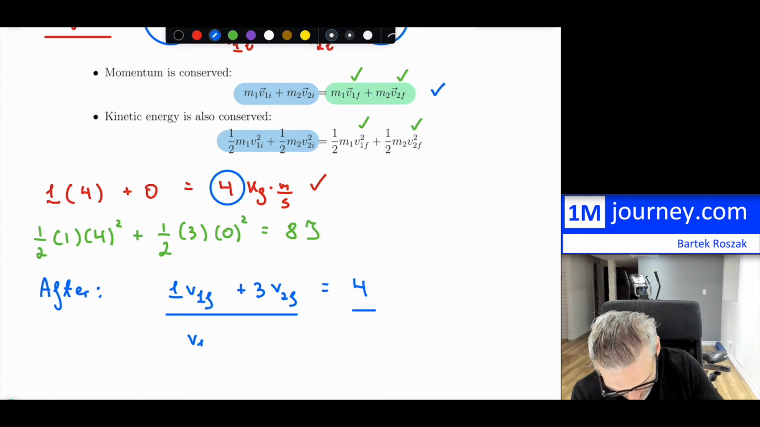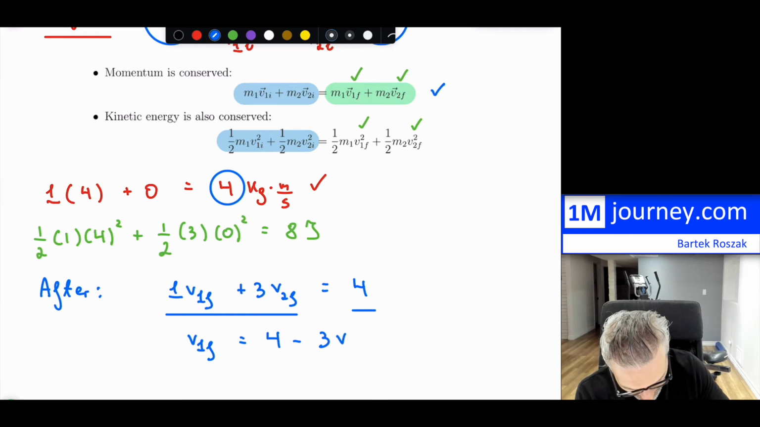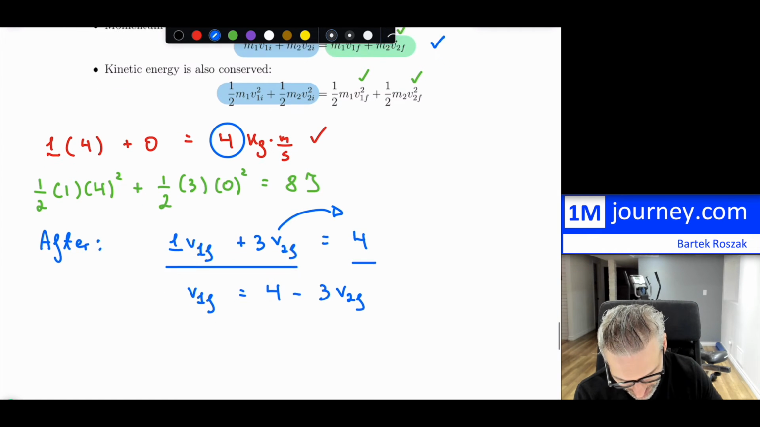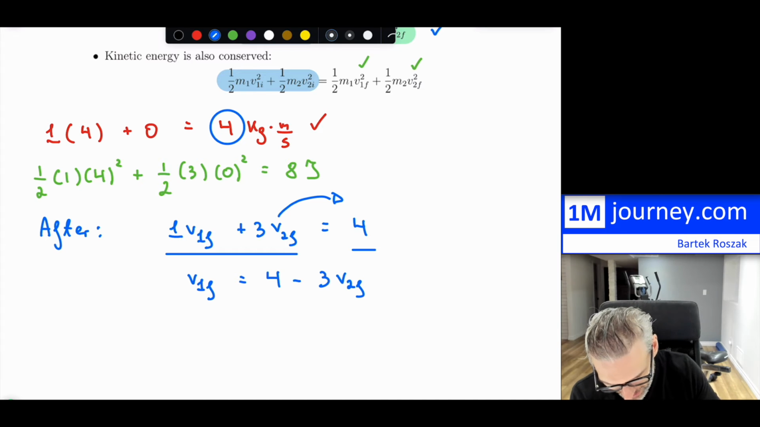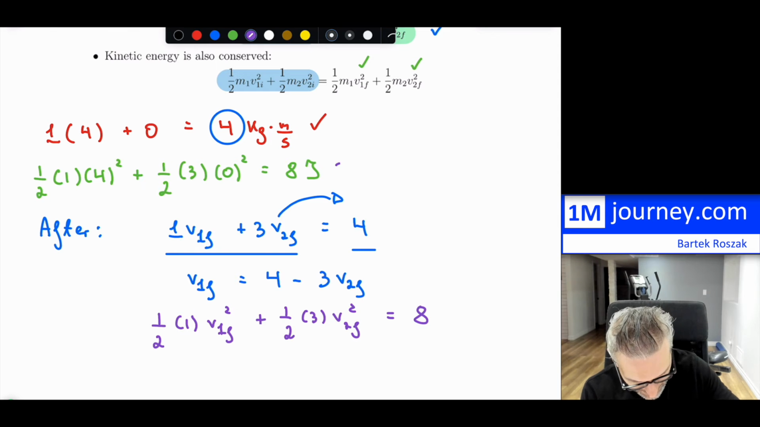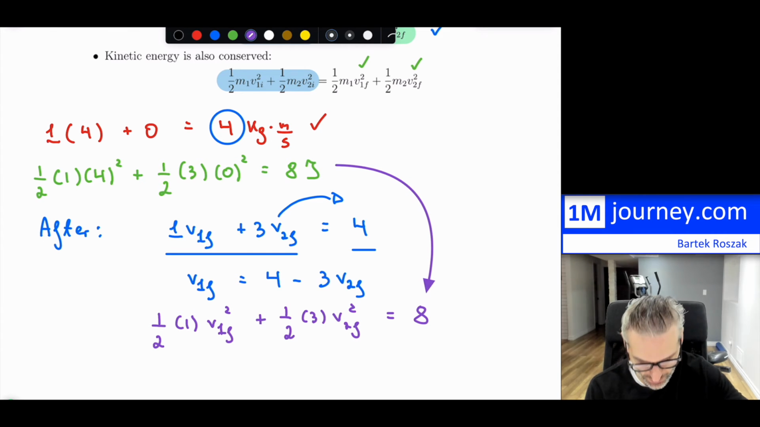So this equation would give me V1F equal to 4 minus 3 V2F right there. Now the second one, in terms of the kinetic energy, I can substitute that entire thing as well. So that's the total amount of kinetic energy afterwards, and this is supposed to be equal to 8, which is what it started with. Because it is a perfectly elastic collision, these two must be conserved.